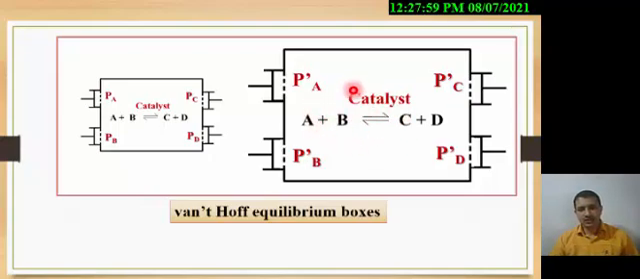Further, suppose that each of the four walls of the vessel is permeable to only one component. Let the partial pressures of the species in the first vessel be Pa, Pb, Pc and Pd, and those in the second vessel be Pa dash, Pb dash, Pc dash and Pd dash respectively. Further, it is assumed that all of the reacting substances are ideal gases.